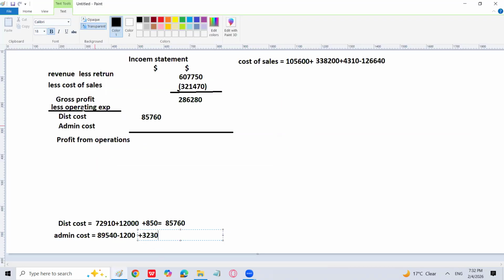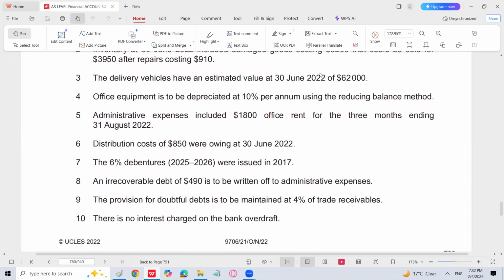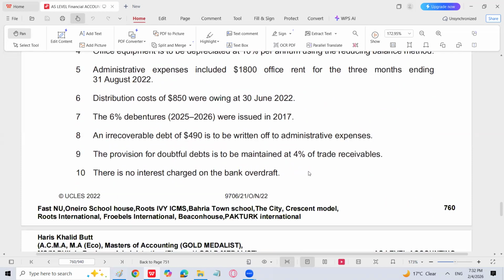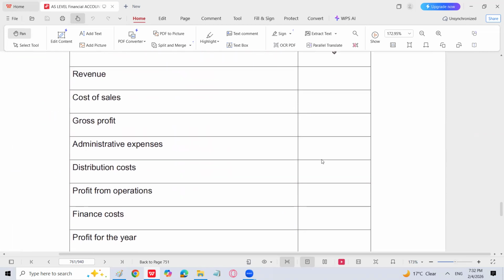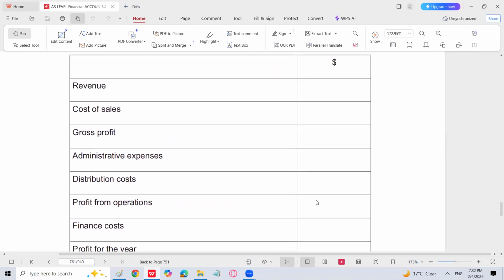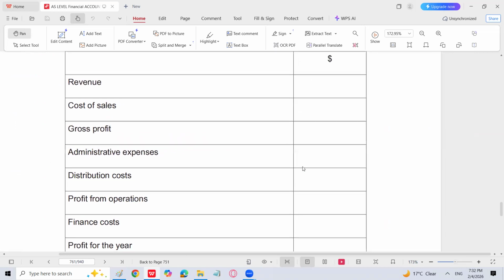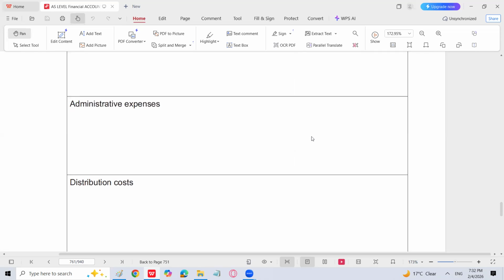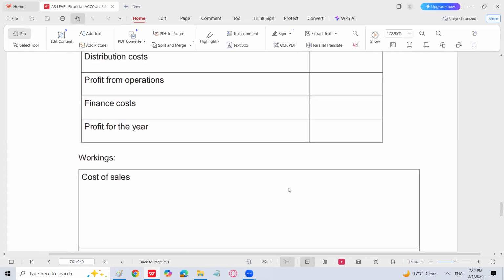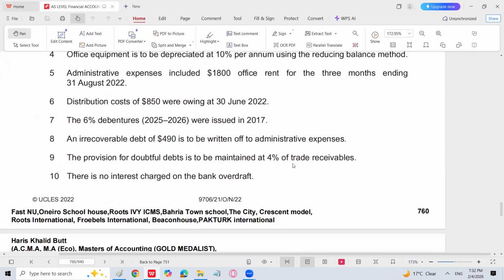Sir, why not write it separately? No, it's not possible. There is a reason. Because the examiner has clearly stated that you have to prepare the income statement in this format, according to IS1. So everything should be written in its total amount. That's why we have space for cost of sales working, admin and distribution cost working. We can do that easily.